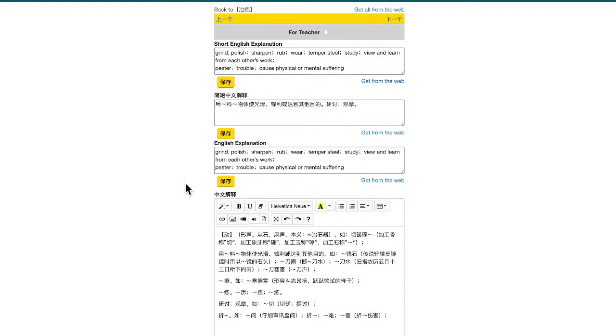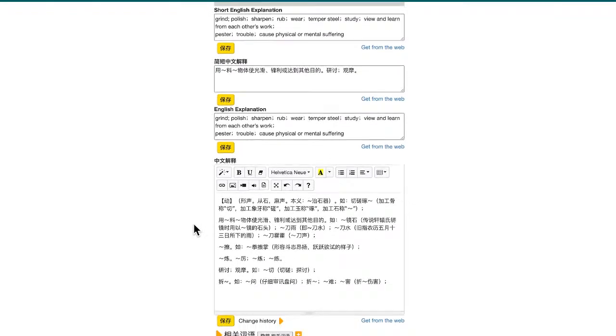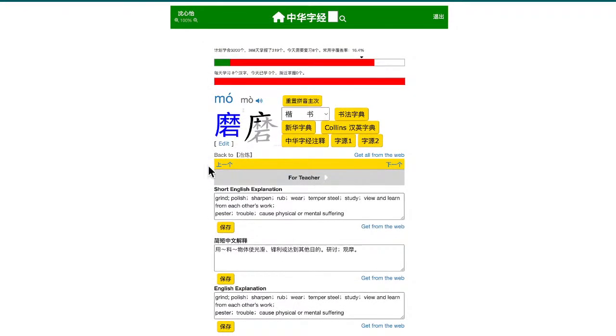And also because grinding is hard work, sometimes it also refers to past troubles, events and situations that will cause hardship and trouble, physical and mental suffering. That kind of thing is called mo nan. Okay, so this is mo.